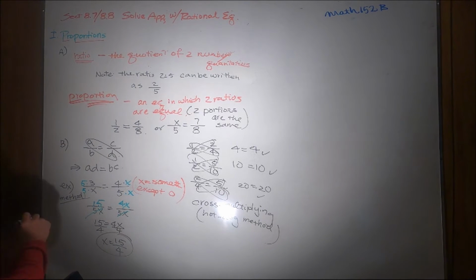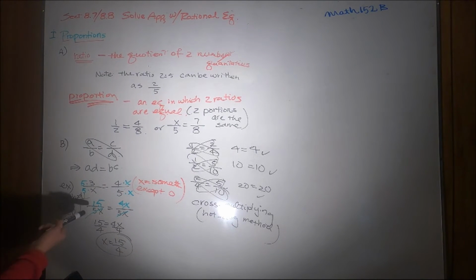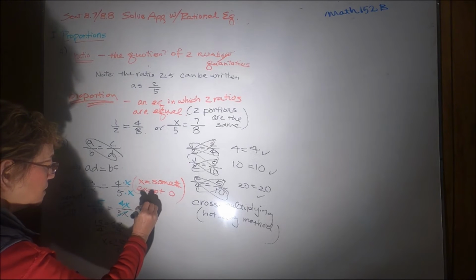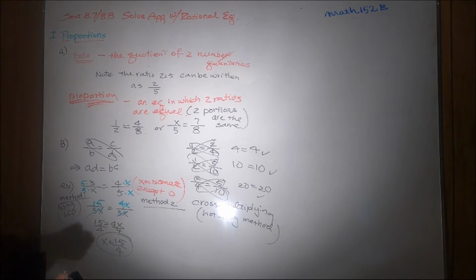That's the old way, using what? LCD, right? It will always work because it's a rational equation, so you can always use LCD. Now we are learning the new method. So it's the shortcut.